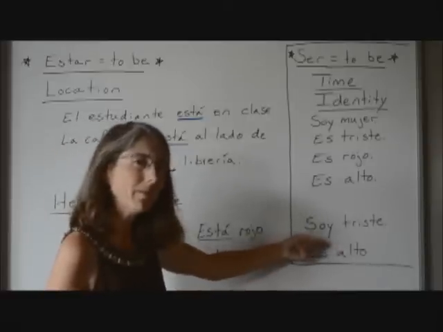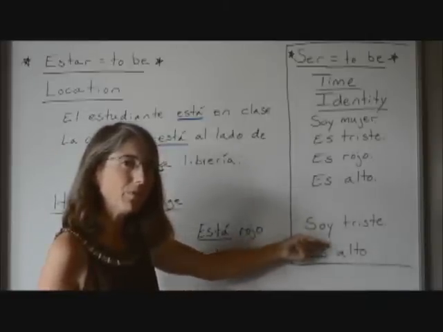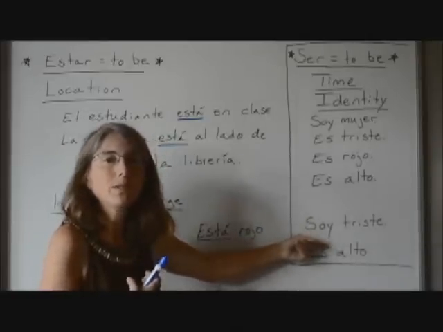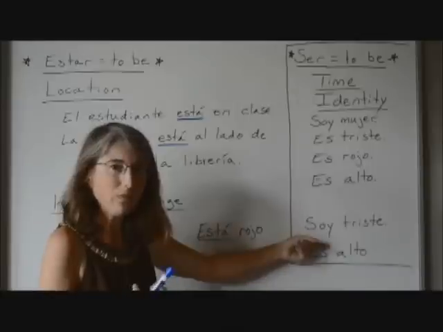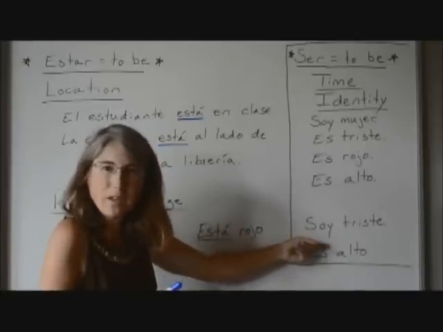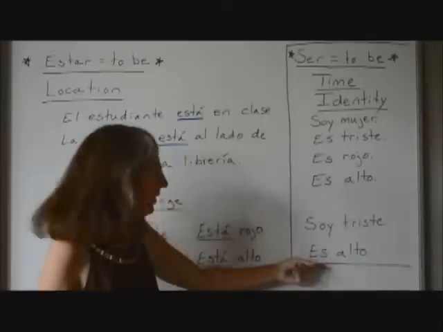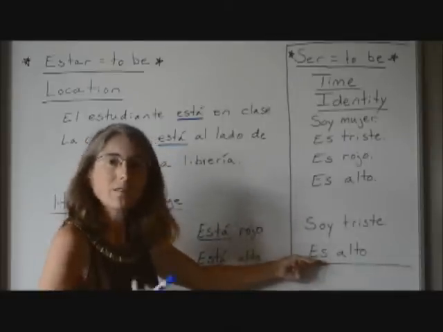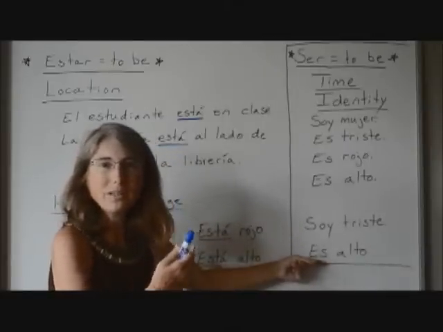If I wanted to talk about emotions and use them with the verb ser, I'm talking about a permanent aspect of my personality. Soy triste would be more like, I'm a sad person. That's just the way I am. Es alto. He's tall. That's just the way he is.